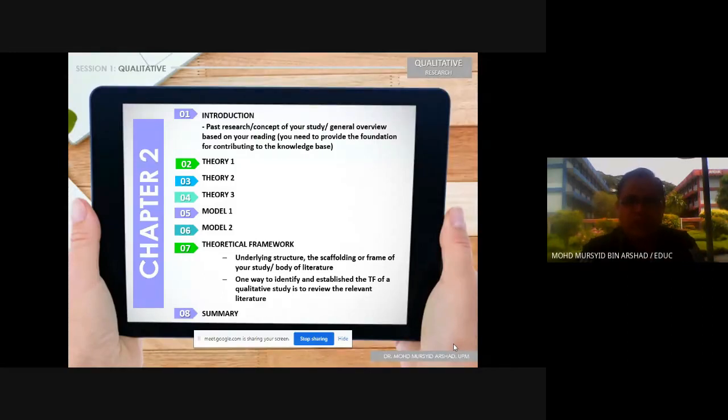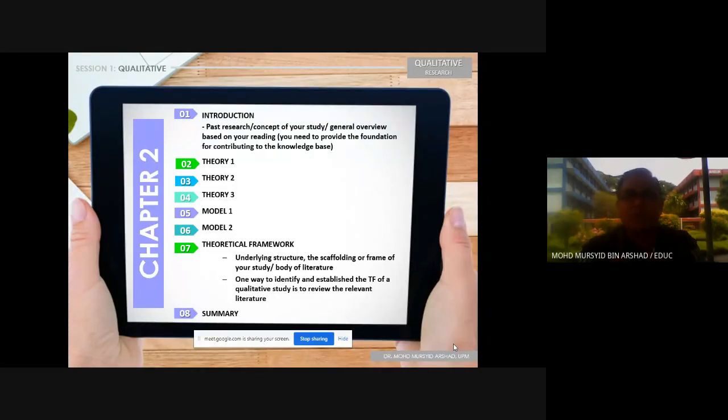All right. So one way to identify and establish the theoretical framework of the qualitative study is to review the relevant literature. Meaning that you have done your review of the relevant literature in your writing in chapter 2. So now, how do you present it again? How do you relate this? All right. So why the theoretical framework? The theoretical framework is more suitable for qualitative research at the end of chapter 2 rather than the conceptual framework.